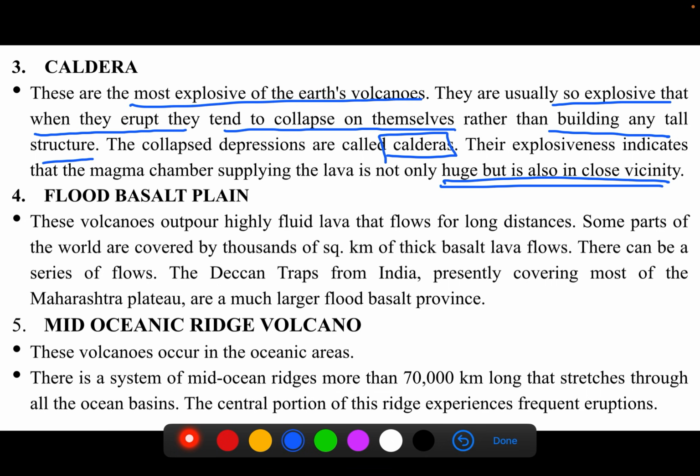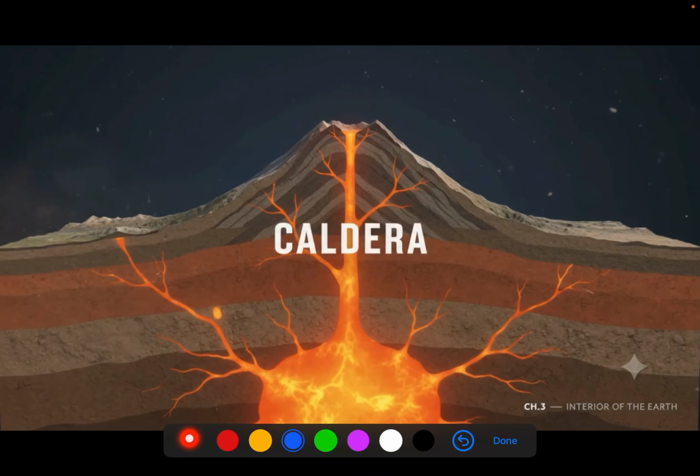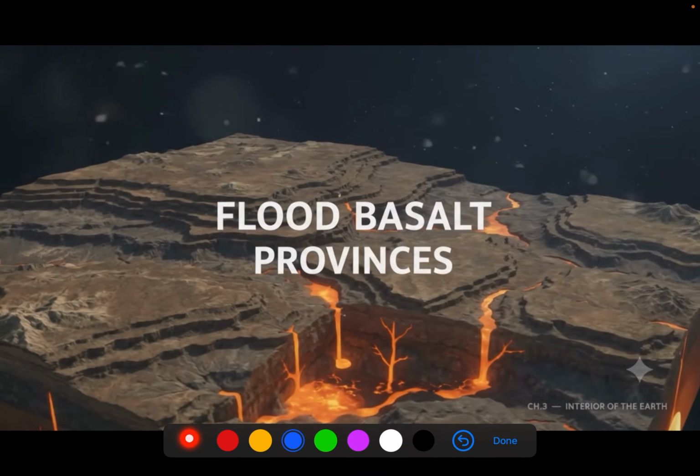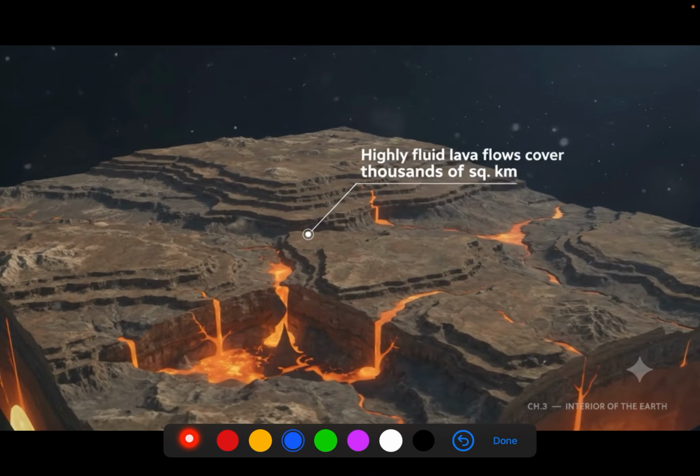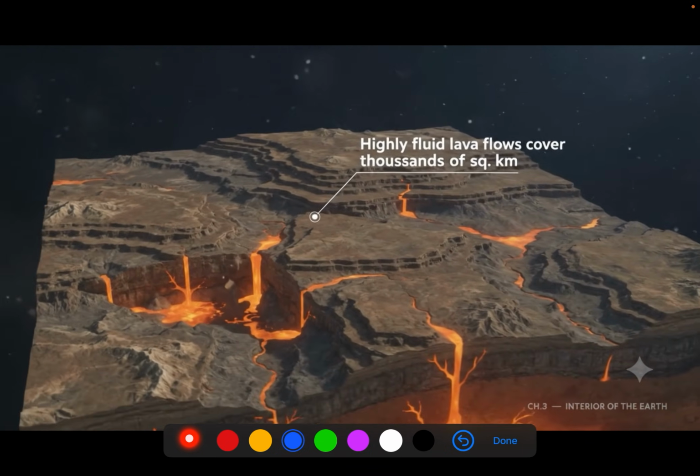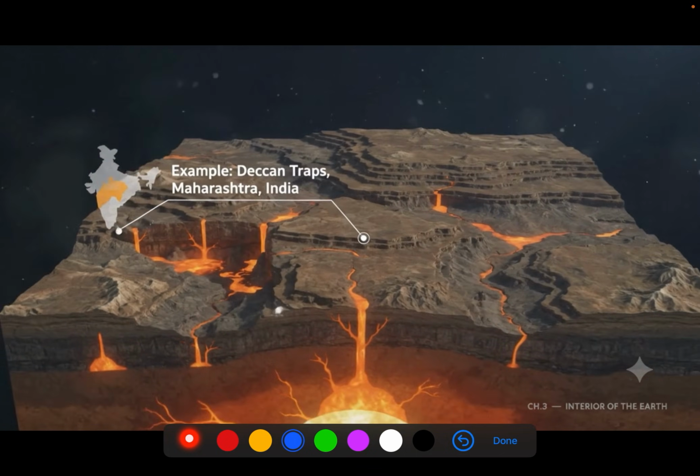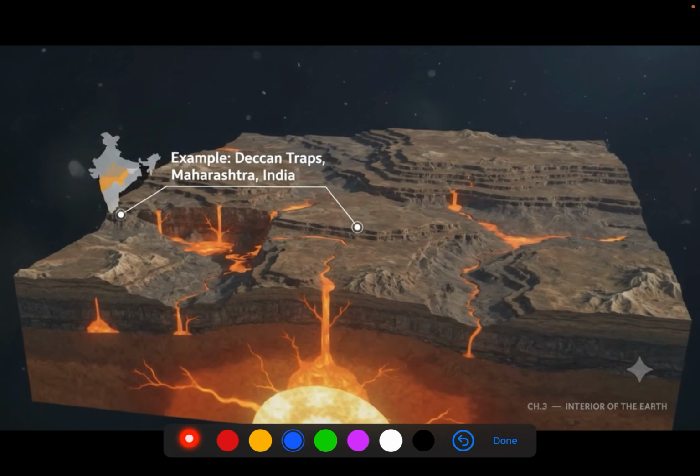We have seen that shield volcano is the second largest volcano, at second number, but the first number is taken by the flood basalt plains. Let's see a video. Right. So you can see that here lava is flowing huge distances. So it's a huge structure of volcano that is formed. For example, Deccan Traps in Maharashtra, India.